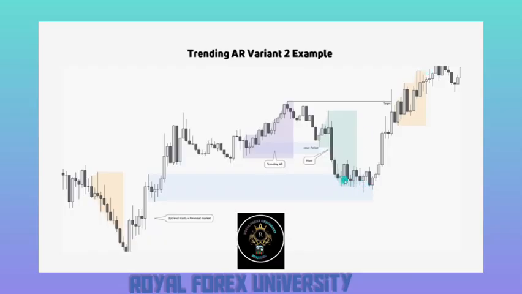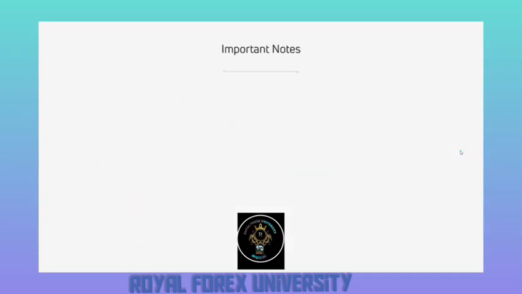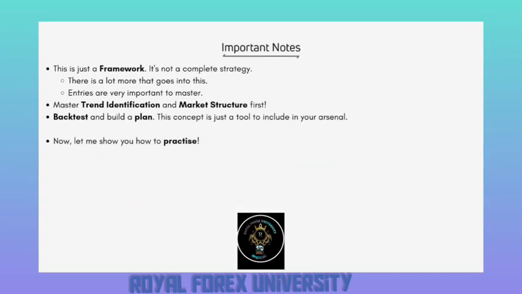How do you enter in this one? Well, that is the next step, of course, your entries, but there are entries within right there on a lower time frame, or if you wish, you can just place a limit right there, stop loss below, and you're good to go. Okay, but I leave the testing to you. Okay, so this is the Asian range variant 2. And pretty much that's it, right?